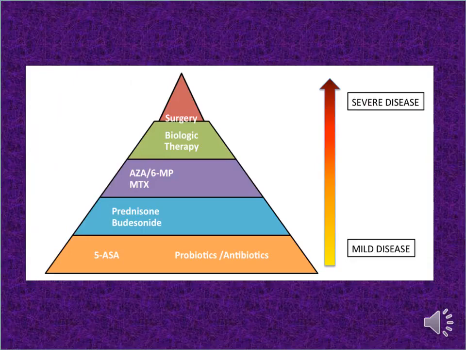We divide the treatment through mild case to severe disease. Mild is probiotic and antibiotic, and then moderate is prednisone, and goes to azathioprine and 6-MP, and goes to surgery through biological therapy.